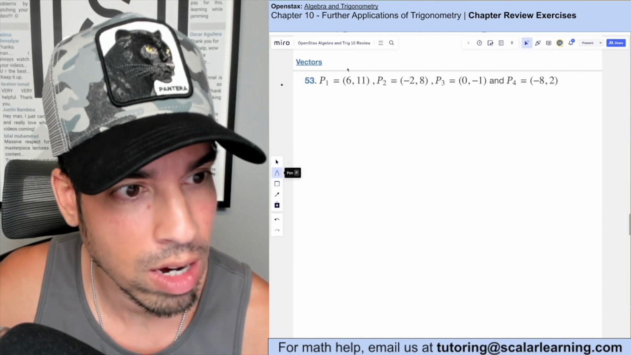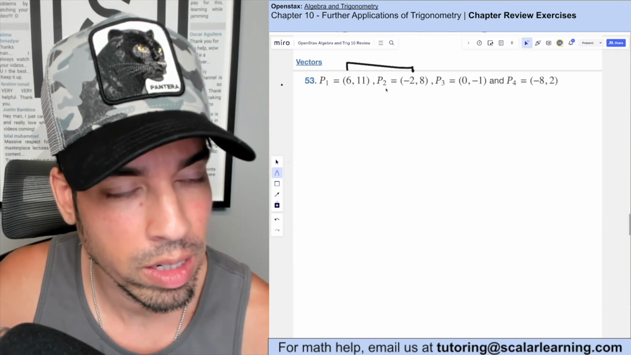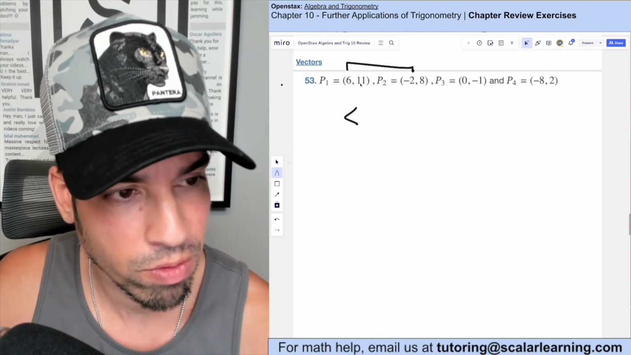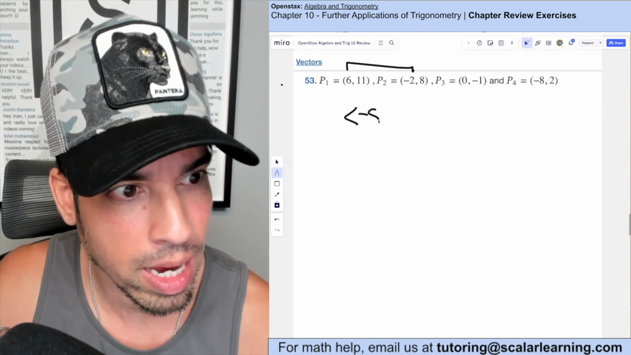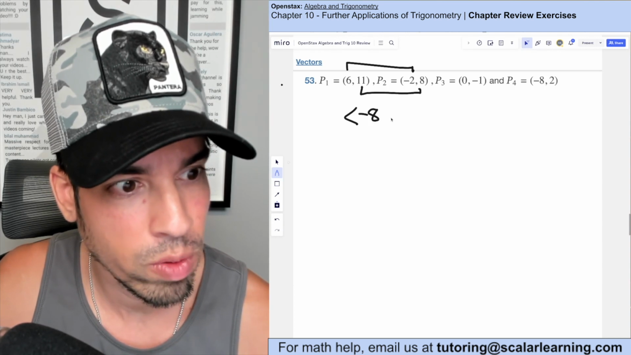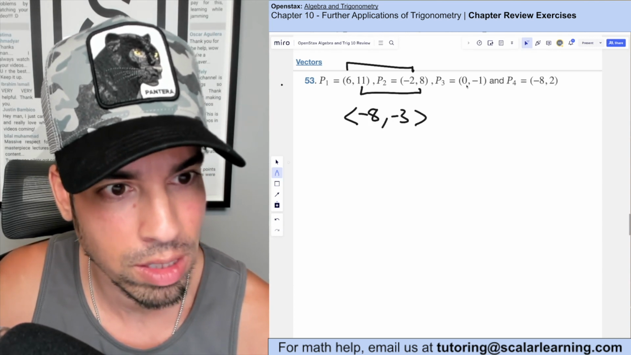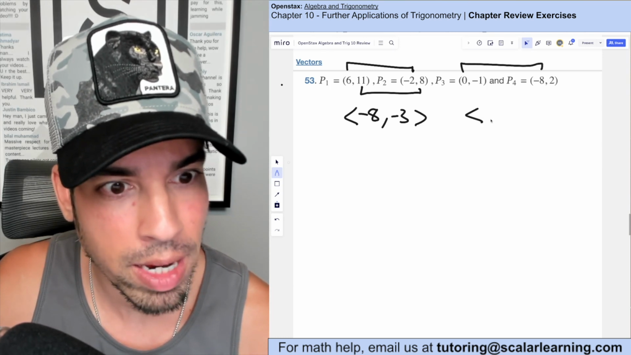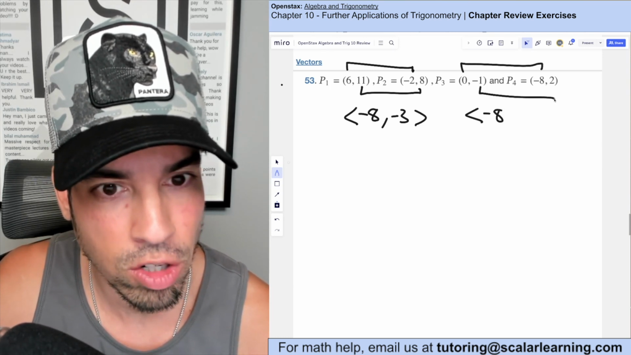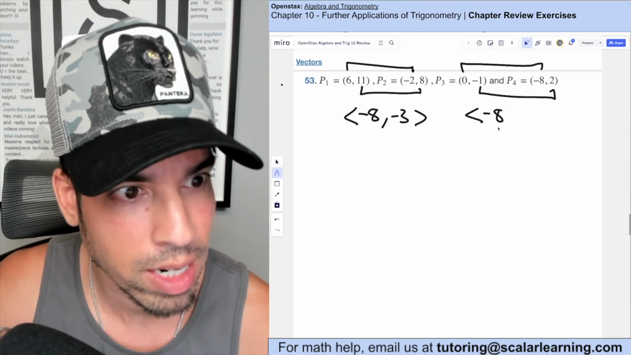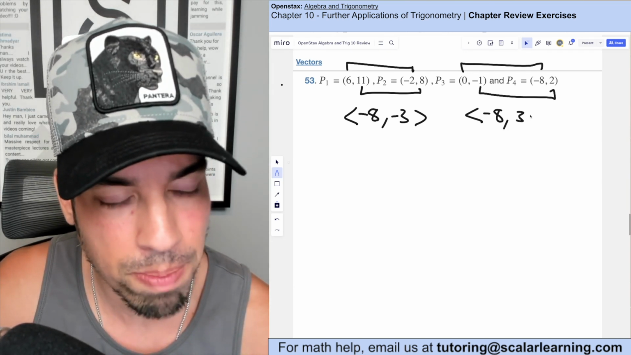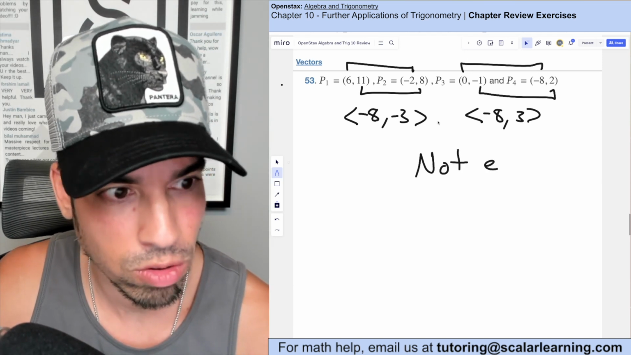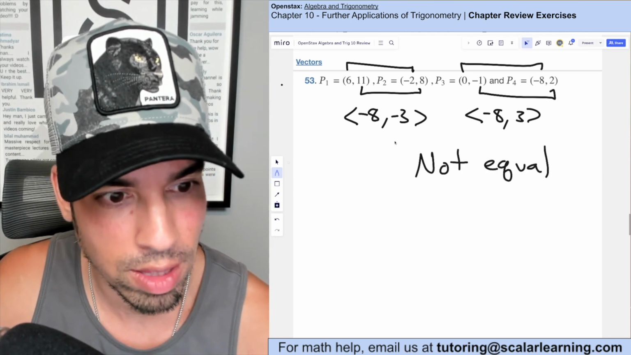So for this one, we're trying to figure out if these are indeed equivalent vectors. And the way we figure that out is we want to see, in our nice component form, how much the x is changing from P1 to P2. It's going down by 8. And then here it's going down by 3. So let's see if we get the same thing here. From P3 to P4, we're going down by 8. So that's the same. And then here we're going up by 3, right? -1 to 2 is up by 3. So these are not equal. And because they're different, not equal. That's how you do it.